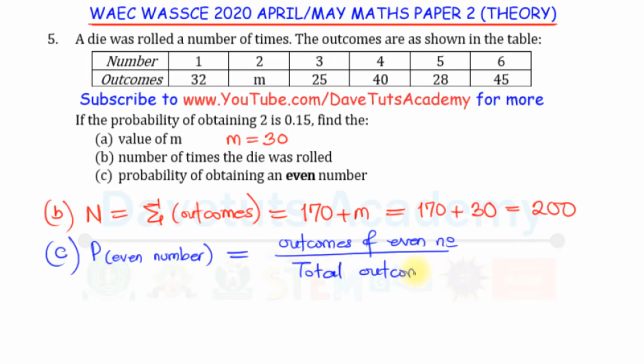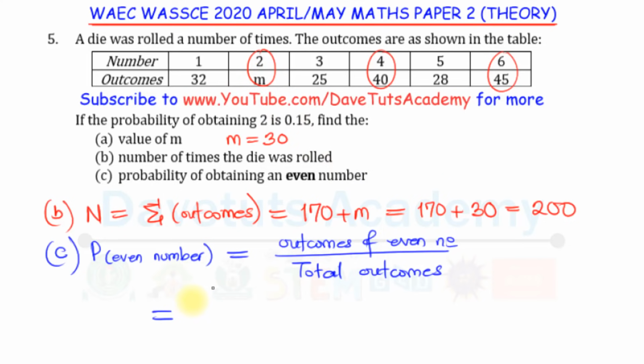Now the total outcomes is going to give us 170 plus 30, which is the addition of all this. But where are the even numbers for this particular question? You can see 2 is an even number, 4 is another even number, and 6 is another even number. So that means that the probability of obtaining an even number is going to be the outcomes of all the even numbers. Here we have, and this outcome is m, and m is going to be 30.